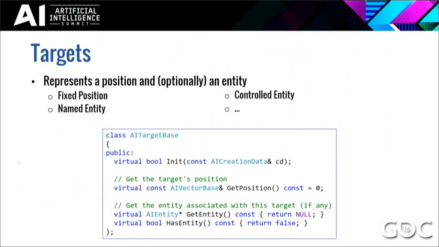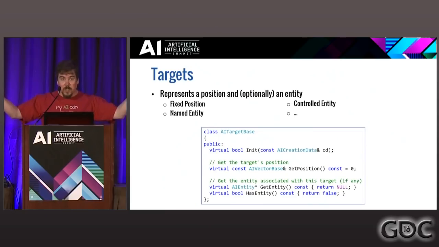Targets are how I specify positions or entities. I need to use those two things all over the place, right? A distance consideration measures the distance between two targets. What are the targets? Well, they could be anything. It could be me, the character that's under control. It could be a named entity. Maybe the name of the entity is player, and I want to measure the distance between myself and the player. It could be a fixed position. It could be the camera. It could be an entity that's been written to the blackboard. Lots of different kinds of targets can just be plugged in, not only in the distance consideration, but in the move action or the fire action or anywhere that I need that sort of thing.